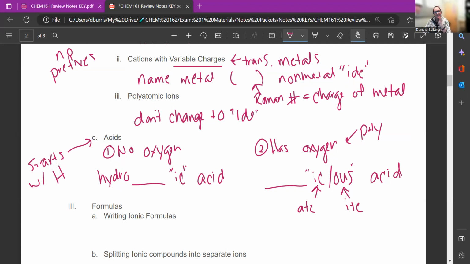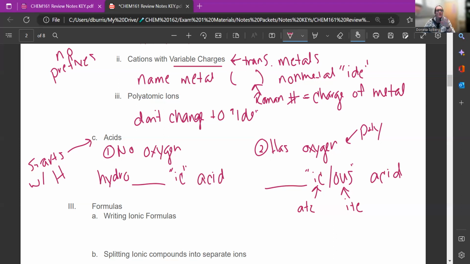Ate, ic; ite, us. The phrase that I use to remember these is, if you ate something icky, it's going to give you a sickness or an itis. So ate goes with ic, ite goes with us. There's some practice for this on the active chemistry.